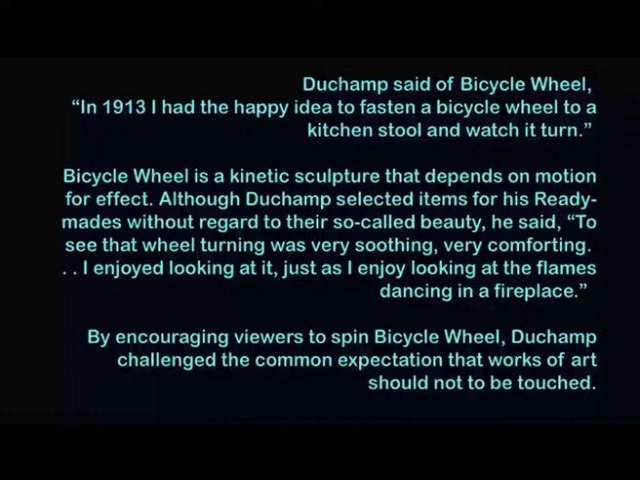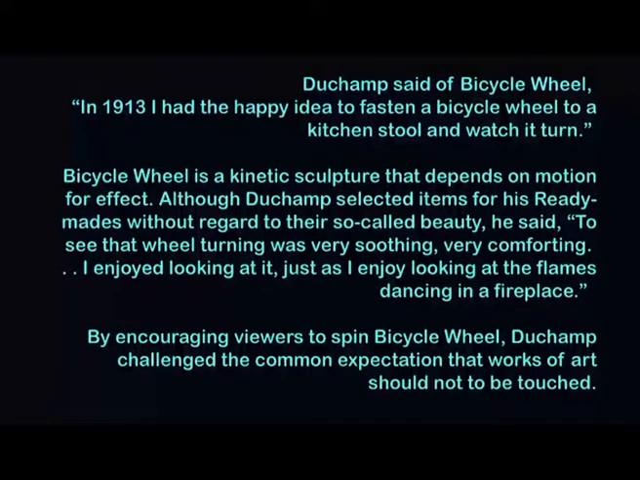and what Duchamp said about the bicycle wheel was also interesting, because he said that in 1913 I had the happy idea to fasten a bicycle wheel to a kitchen stool and just watch it turn. So the whole idea is to watch it turn. So the bicycle wheel is a kinetic sculpture that depends on motion for effect.